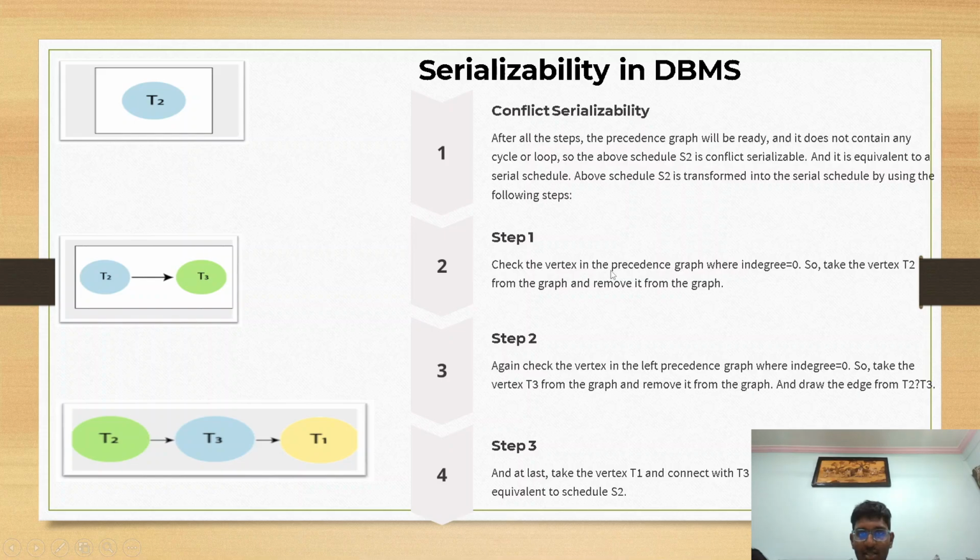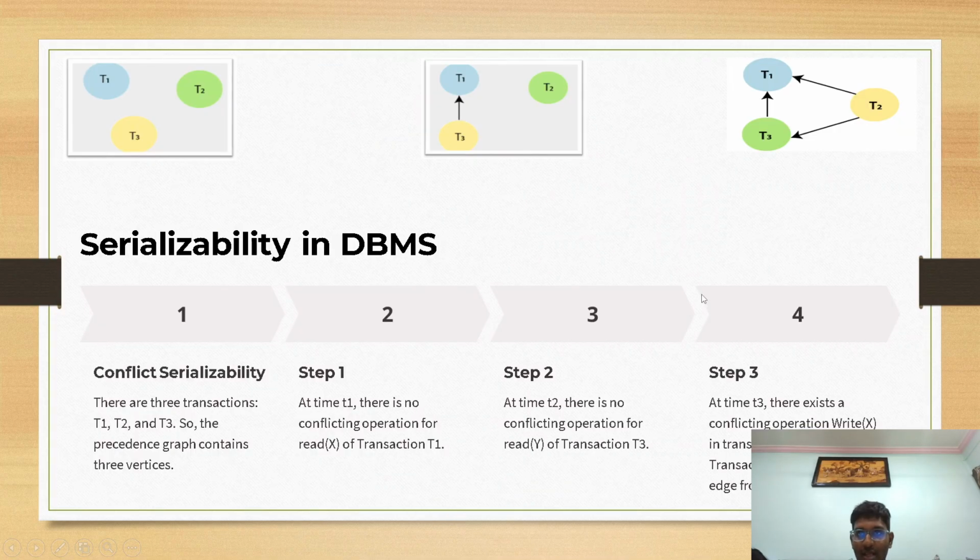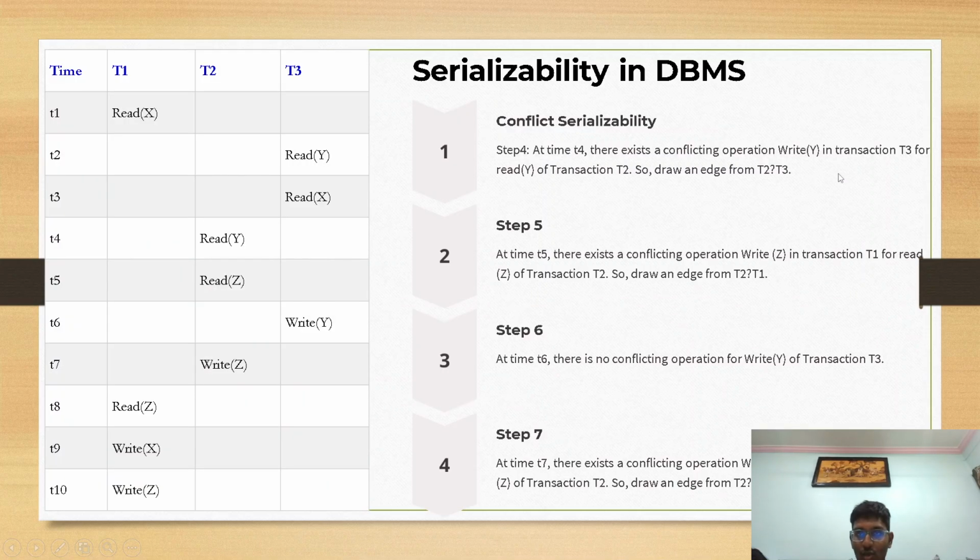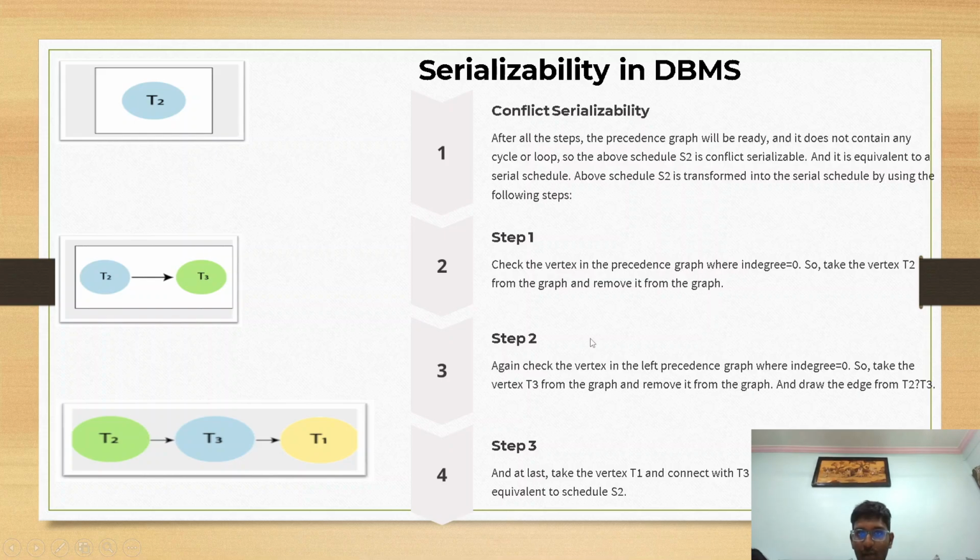Now we check the vertex in the precedence graph where the in-degree is equal to 0. So take the vertex T2 from the graph and remove it from the graph. Obviously T2 has in-degree equal to 0 because no arrow is pointing towards it, so we are just removing T2. Again check the vertex in the remaining precedence graph where the in-degree is equal to 0. So take the vertex T3 from the graph and remove it, and draw the edge from T2 to T3.